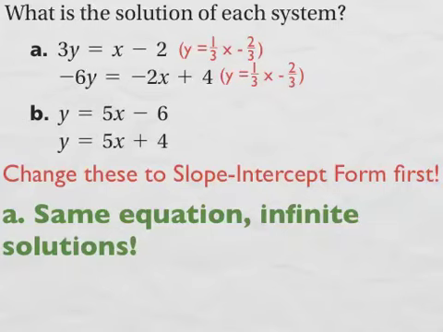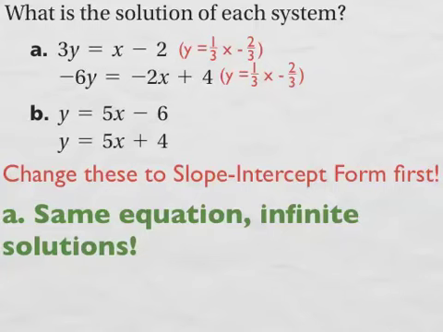If you look at B, both of these equations, y equals 5x minus 6 and y equals 5x plus 4, those are already in slope-intercept form. I could go ahead and graph them, but I can also just look at these equations. Notice that they have the same slope. Both have a slope of 5, but they have different y-intercepts, one at negative 6 and one at positive 4.